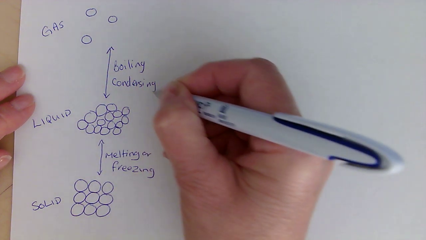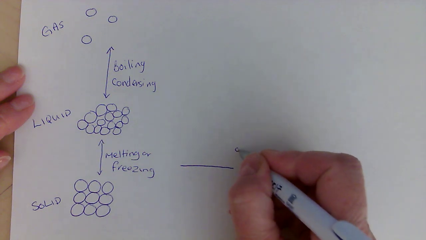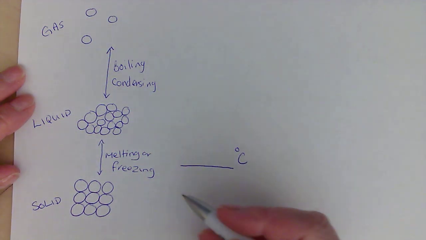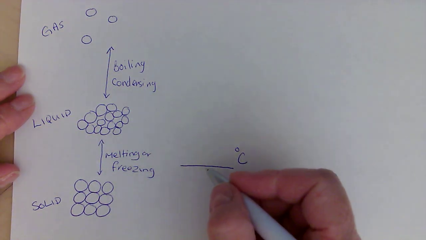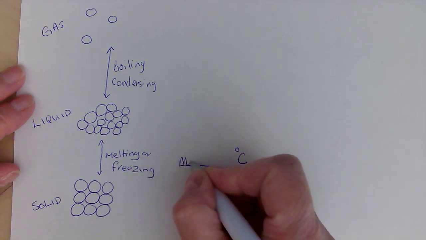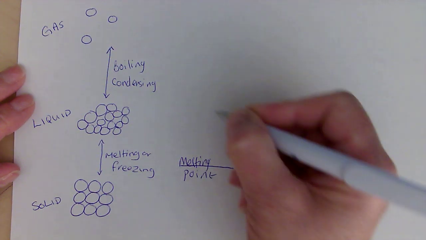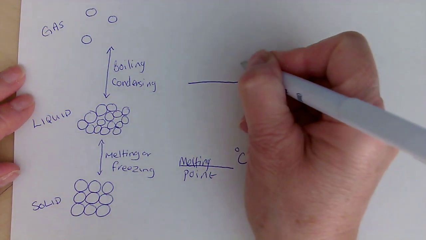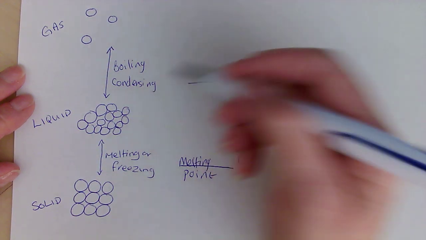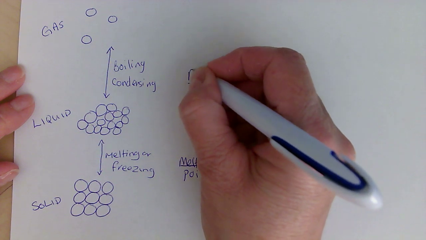Okay, now these two processes happen at a specific temperature. So to melt or to freeze, this would be our melting point. And when we condense or we boil something, this will happen at a particular point as well. So this is our boiling point.